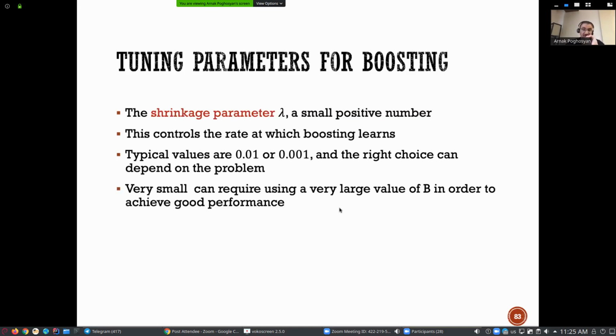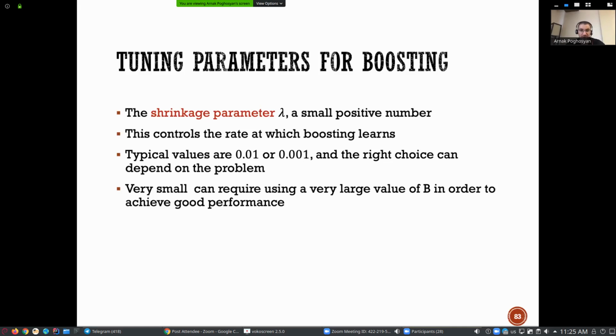Then we have the shrinkage parameter or learning rate, lambda, usually a small positive number. We need to tune it. In the case of adaptive boosting, we are not going to tune it because adaptive boosting internally adapts the corresponding lambda parameter. Typical values are 0.01 or 0.001. So this is a very small positive parameter. Why small? Because we are trying to learn slowly. These improvements should be very slow. Otherwise, we will overfit our data.